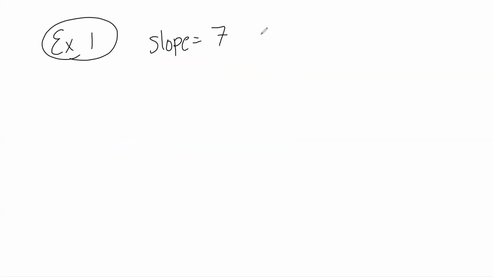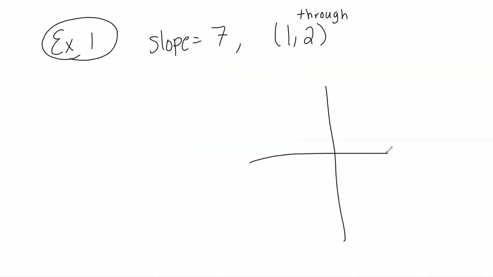Here is example 1. We are given that the slope of a line is 7 and that it goes through the point (1, 2). We want the equation.